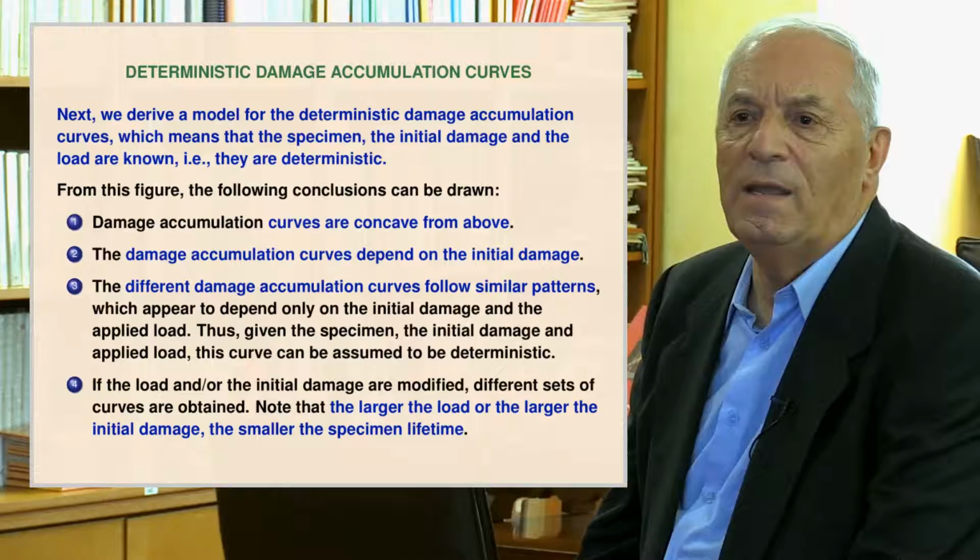From the previous figure, we can draw the following conclusions, which are relevant to our model. First, damage accumulation curves are concave from above. Second, the damage accumulation curves depend on the initial damage. Third, the different damage accumulation curves follow similar patterns, which appear to depend only on the initial damage and the applied load. Thus, given the specimen, the initial damage and applied load, this curve can be assumed to be deterministic. Fourth, if the load and/or the initial damage are modified, different sets of curves are obtained. Note that the larger the load or the larger the initial damage, the smaller the specimen lifetime.